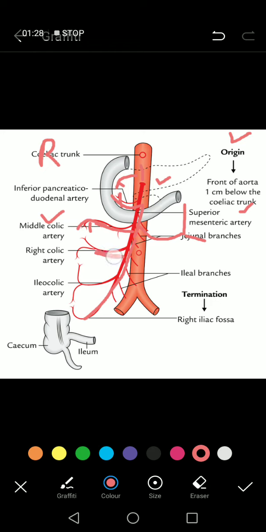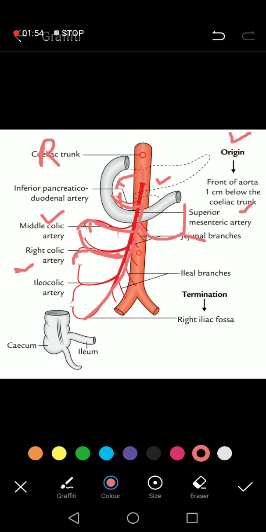Now talking about the right colic artery, which has an ascending branch and a descending branch. The ascending branch of the right colic artery anastomoses with the middle colic artery, and the descending branch of the right colic artery anastomoses with the iliocolic artery. This right colic artery is responsible for supplying the upper portion of the ascending colon and the right colic flexure of the colon.